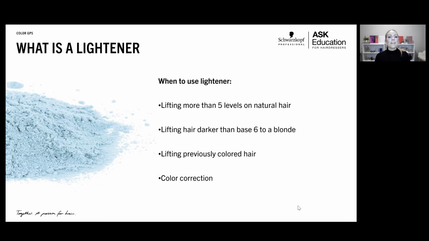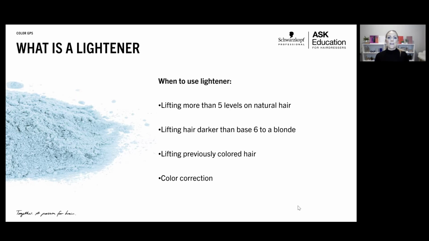So when are we using lightener? As I mentioned before, anytime we're looking for more than 5 levels of lift on natural hair. If we're lifting the hair to a blonde shade and the hair is darker than a level 6, we are not going to achieve light blonde if they're a level 5 or darker. Even if they have virgin hair and we're looking for a level 10, we have to move into our powder lightener. Anytime we're working on previously color treated hair, of course, because we want to lift through that color. And also, of course, as well, looking at any type of corrective work.